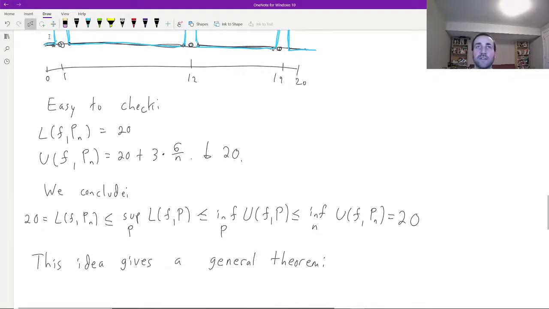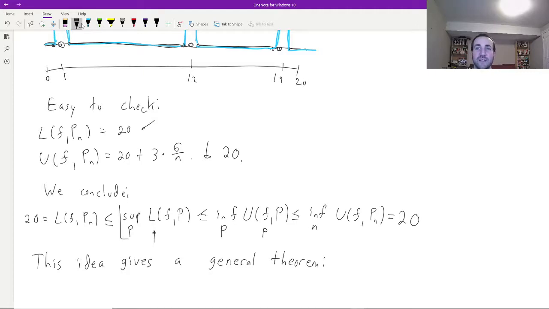So what have we checked? Well, let's put all of this information together. 20 is equal to L of f P_n, that's what we computed here, which is certainly less than the supremum of L of f P over all partitions, right? If we find any partition, that's a lower bound on the supremum. The U of f P_n is 20, which is certainly an upper bound on the infimum over all partitions, right? We have a sequence of partitions which has some value 20, and so certainly the infimum over all partitions has to be less than that.